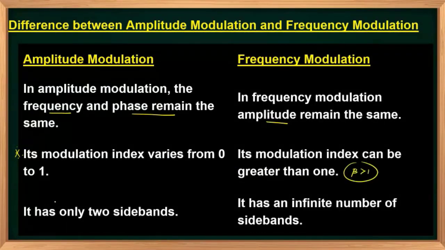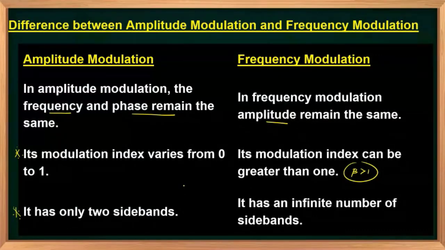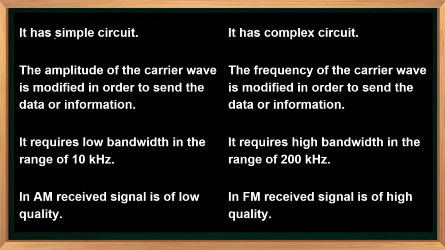It's an important point. The third point: AM has only two sidebands. Frequency modulation has an infinite number of sidebands. Clear? All these we have discussed earlier. Next point: AM has a simple transmitter and receiver circuit. For FM, the circuit of the transmitter and receiver is complex. AM has a simple circuit and FM has a complex circuit.